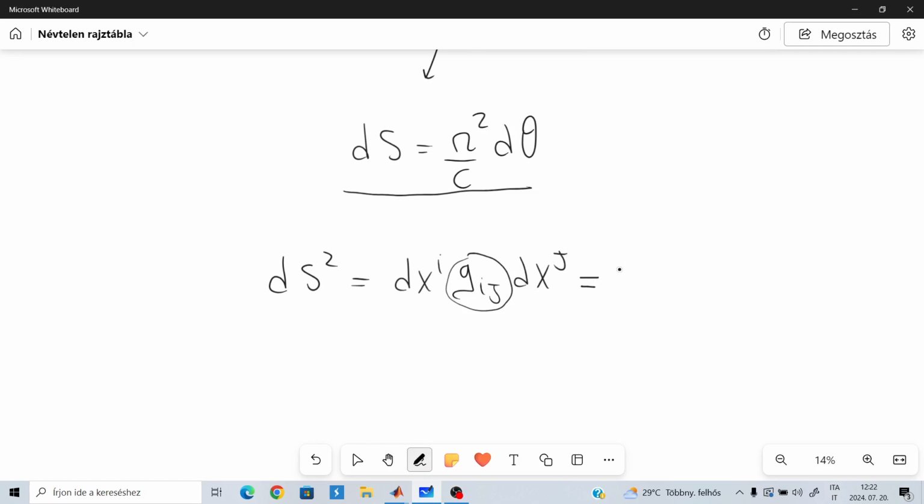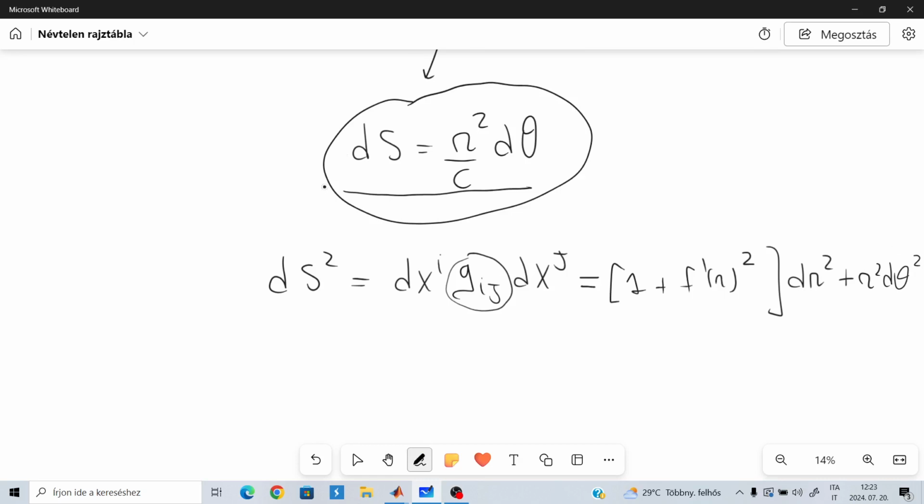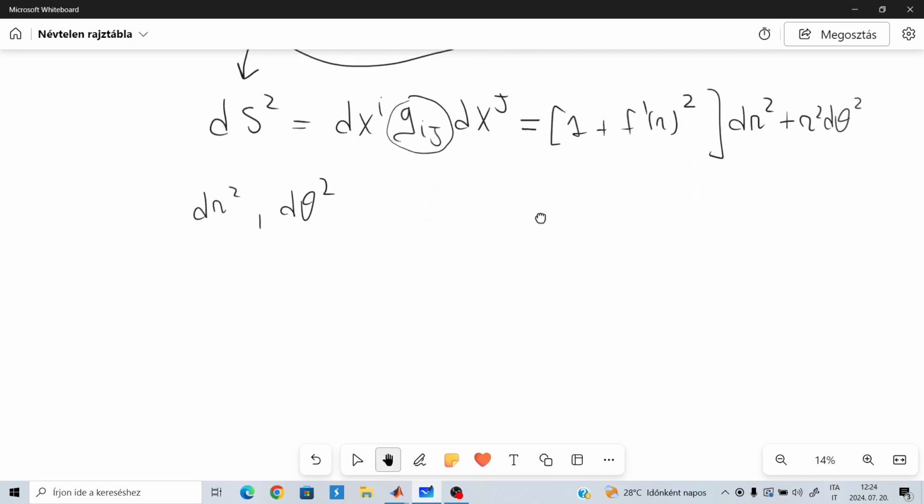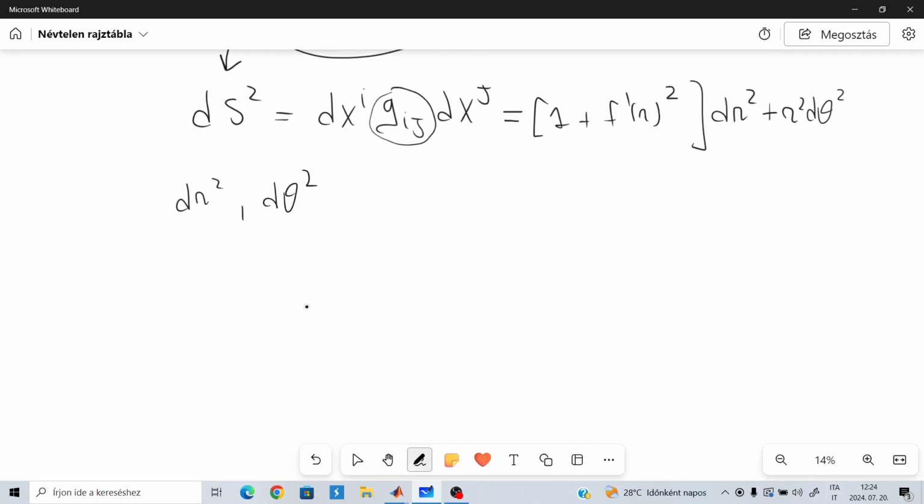And this element can be written like this: 1 plus f prime of r squared, multiplying dr squared, plus r squared d theta squared. Now we can use this equation that we have found and substitute it here, and then we have a relation between the differentials dr squared and d theta squared. And this relation can be used to find the implicit form of geodesics.